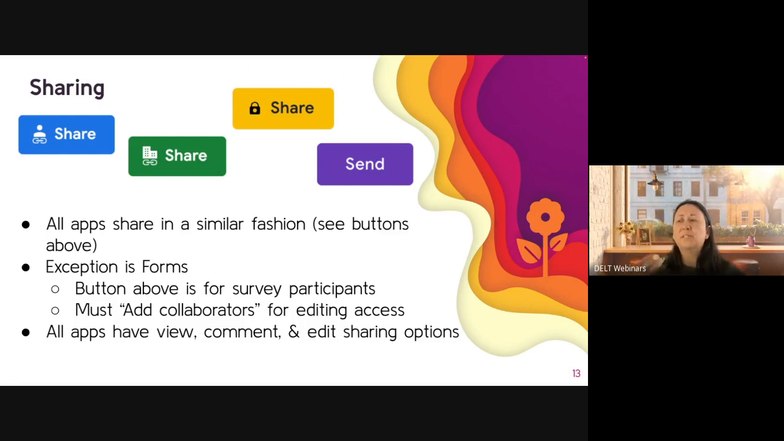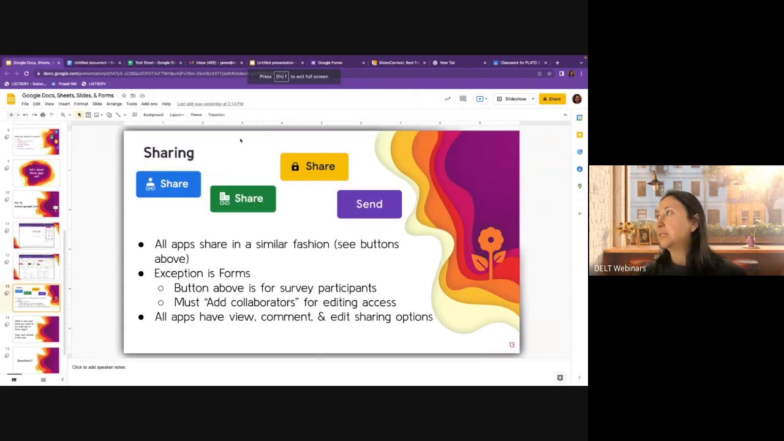So Forms works a little bit differently because you're sending a form for people to fill out. So instead of share, you'll see the send button, and the send button will either allow you to send it directly via email. You can put in email addresses, or you can share a link. So that is how it works similarly to the other apps. But that is for filling out the survey. That is not for editing the survey. If you want to add other people to your form so that they can edit the survey, you go to add collaborators.